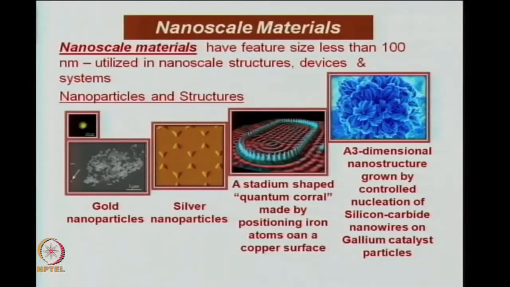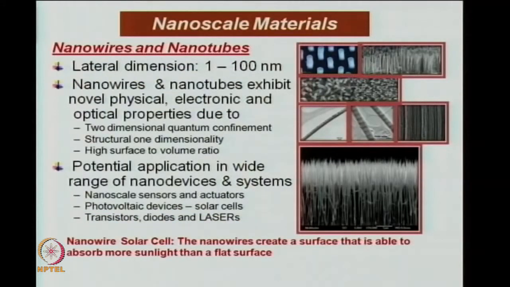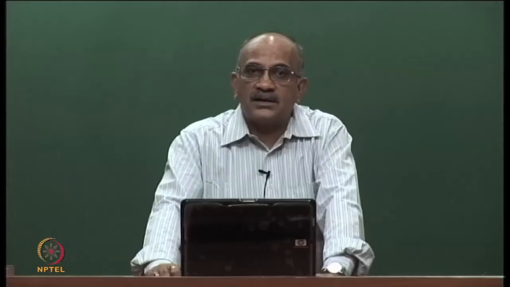And so, electron microscopy is important, and you can see in these pictures, which are electron micrographs of nanowires of carbon, like carbon nanotubes, which are oriented in some fashion, and these nanowires and nanotubes have very interesting physical, electronic and optical properties.